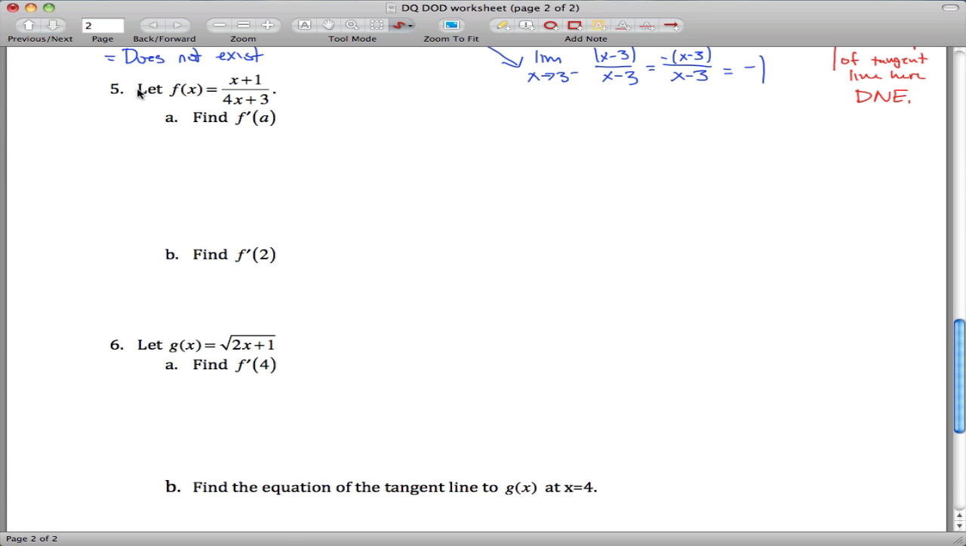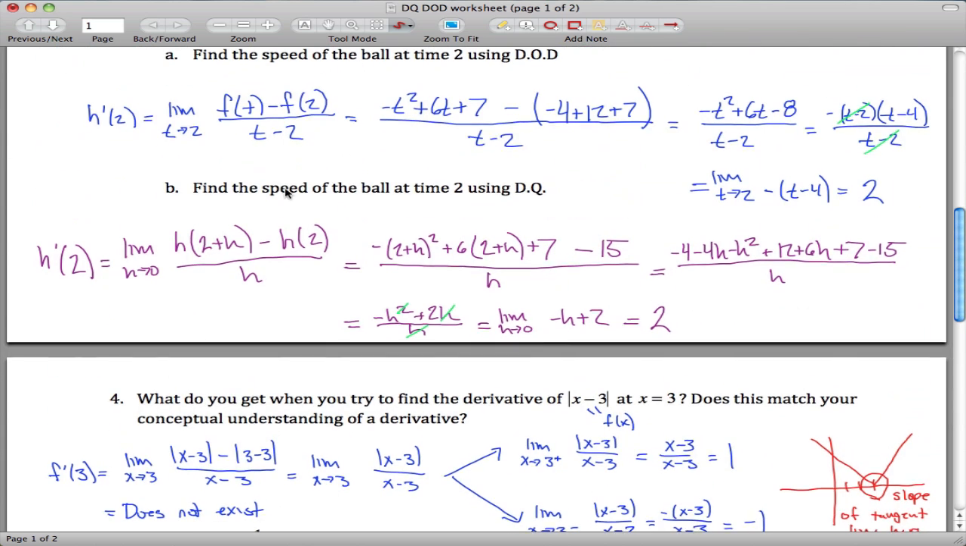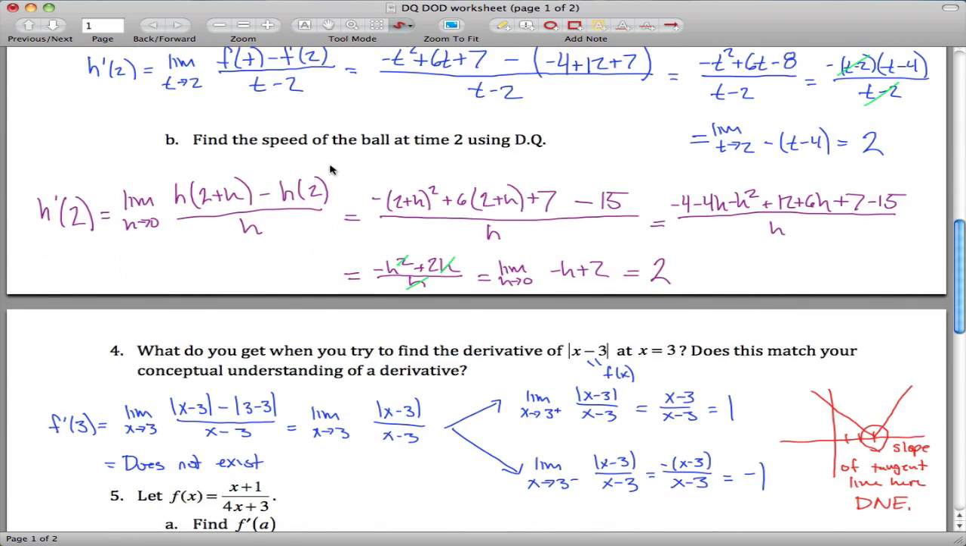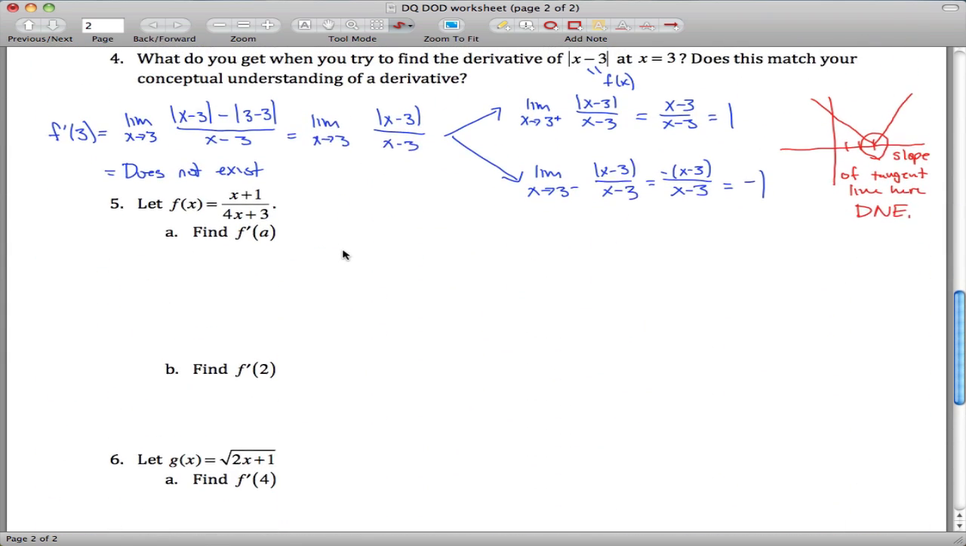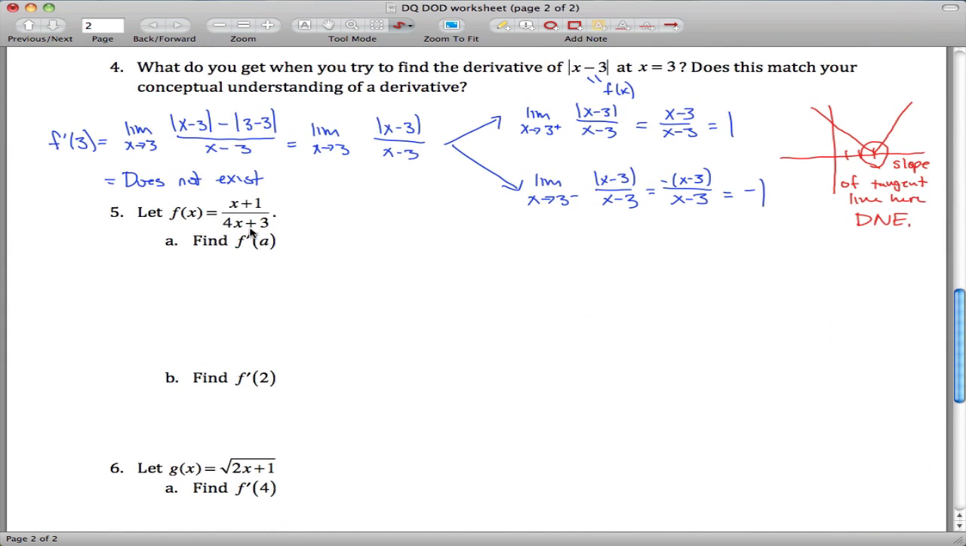Okay, number 5. Let's see, we're asked to find f prime of a. I think this is the first one where I actually find f prime of a. So what's going on here is two things. It doesn't tell you to use the difference quotient or the definition of the derivative. And furthermore, it doesn't even give you a value. So it's not saying just find f prime of a. Turns out that's all okay.